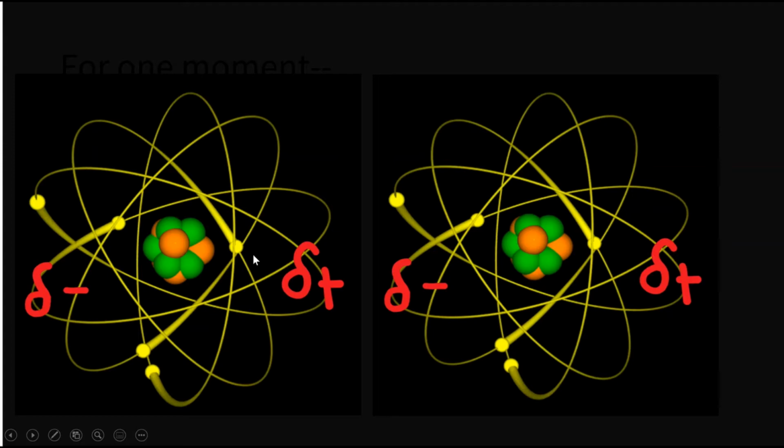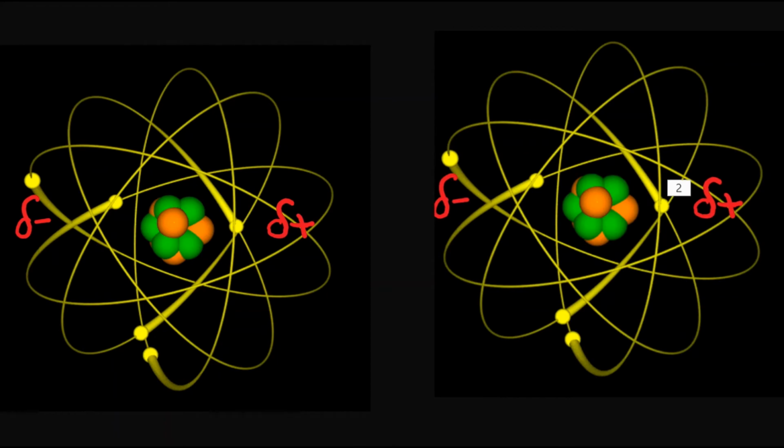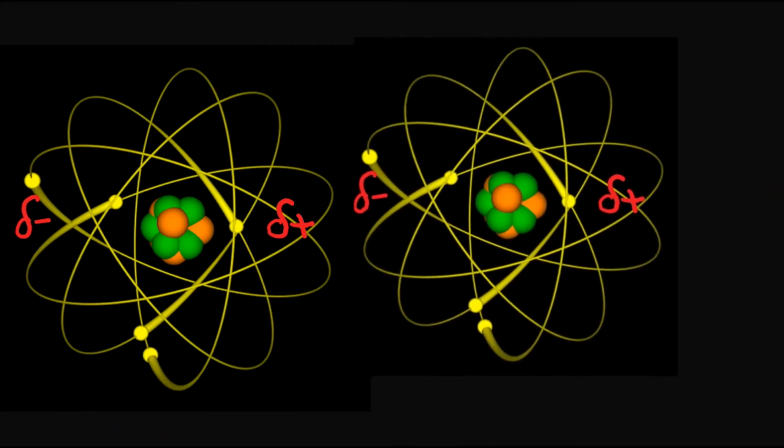That is exactly what the London dispersion force is all about. London dispersion force is also known as the induced dipole interaction. These two atoms are attracted towards each other because of a temporary imbalance of electrons, and then it induces a dipole on the other atom or molecule, and then it gets attracted.